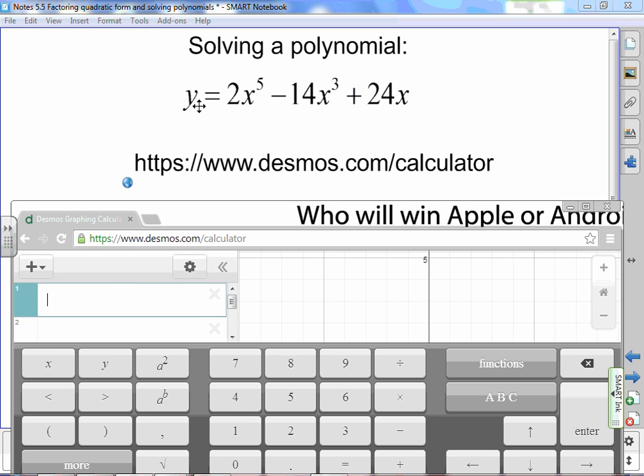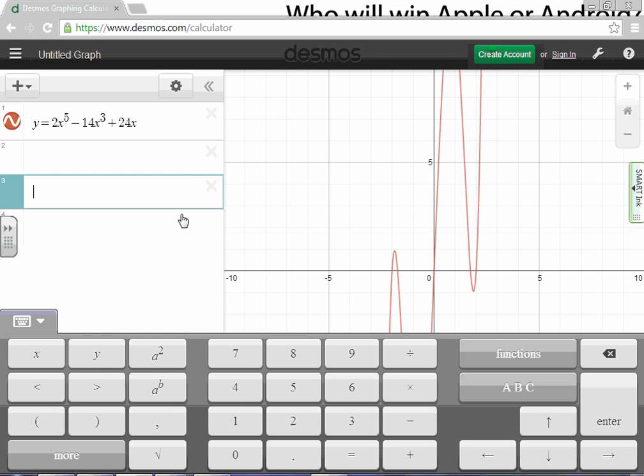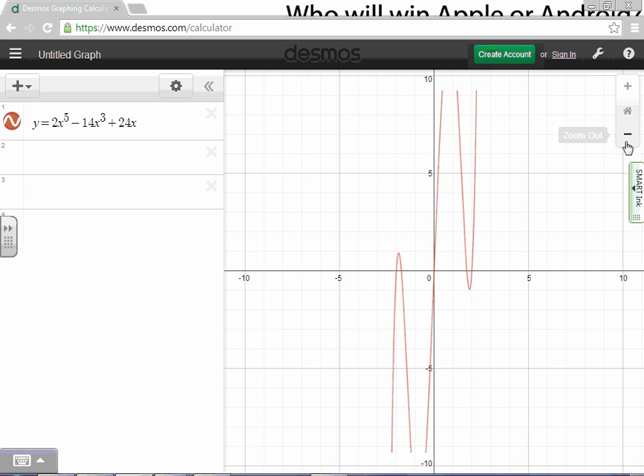So right now, just looking at this, I can see that it's a fifth power. We went over end behaviors. So the fifth power means the left side goes down and the right side goes up. So that's all we know so far. Now we're going to get into solving this. Once we solve it, we're going to find the x-intercepts. But now just to show you what the graph will look like, y equals 2x to the fifth minus 14x cubed plus 24x. Let me maximize this screen. And this is what the graph actually looks like.